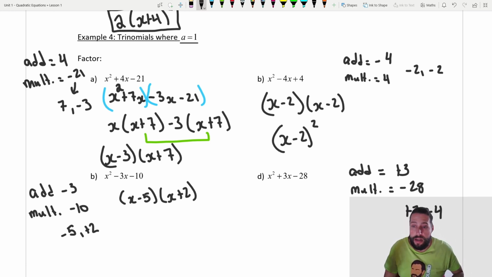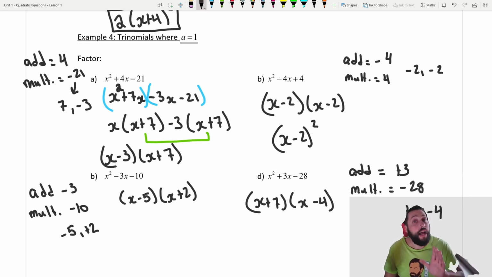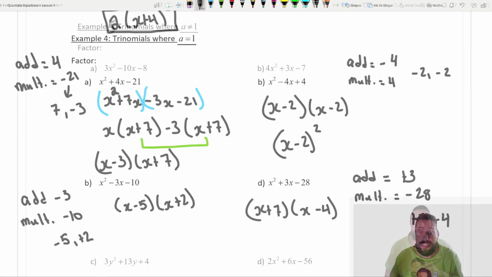It still has to give you positive 3, but when you multiply them together, it still gives you negative 28. So now you take these factors and you substitute in. It's going to be x plus 7 and then x minus 4. Again, when you multiply them using the distributive property, you still get negative 28, but when you add them, you get positive 3. And that is what you were looking for.